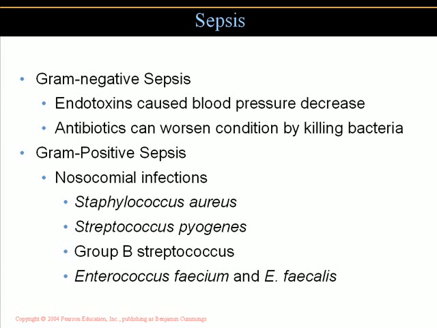Gram-negative sepsis is typically the worst type of sepsis, mainly because gram-negative organisms secrete endotoxins. This causes blood pressure to drop. Antibiotics can worsen the condition by killing bacteria, and this is how. If you kill the bacteria, the endotoxins are inside the bacteria. Kill the bacteria, they lyse, their cell membrane breaks open, and then more toxins flow into the bloodstream.